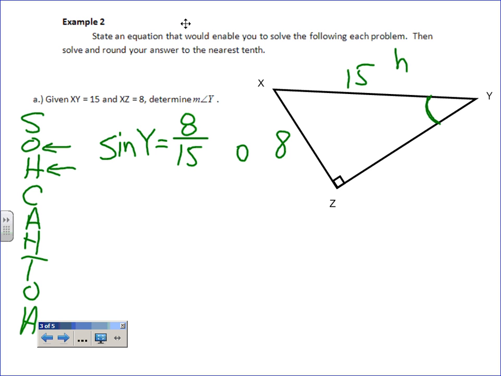Well, here are your two options. You could sit there and take sine of a bunch of things until it came out to be 8/15. That might take a while, right? You could sit there all day. Sine of 20 degrees. Oh, nope, that's not right. Sine of this. Oh, not right. That would take a long time, right?